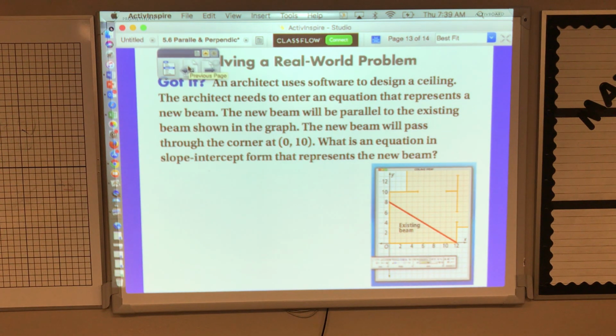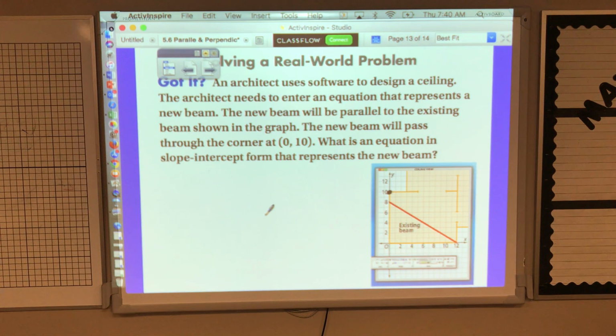So let's look at a real-life parallel and perpendicular problem. The architect uses software to design a ceiling. Okay, the architect needs to enter an equation that represents the new beam. The new beam will be parallel to the existing beam shown in the graph. The new beam will pass through the corner at 0, 10. So we know it's going to go through this point up here. Okay? Write an equation in slope-intercept form to represent our new beam.